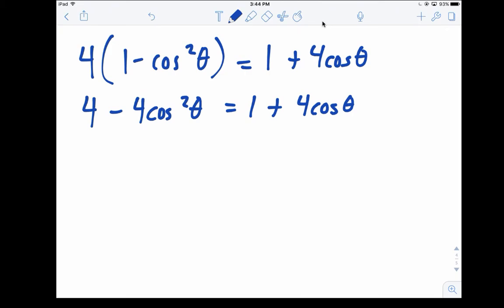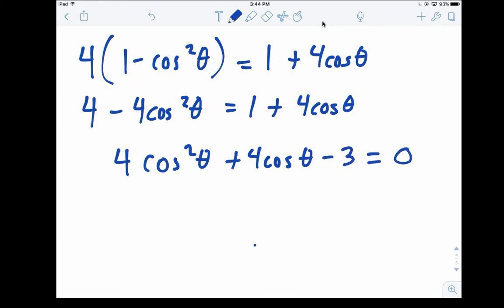Okay, so what you want to do from there is just put everything on one side. So I'm going to put the left side over there on the right side. So it's going to be 4 cosine squared plus 4 cosine. And then I'm going to subtract the 4 over, and that's going to give me minus 3. And again, this is another factoring problem.